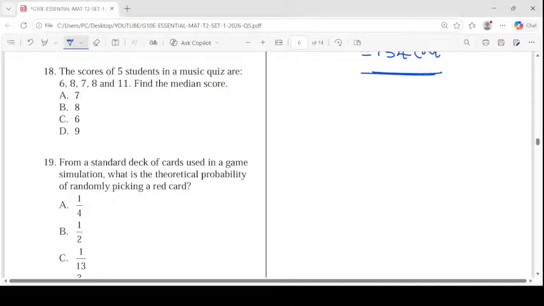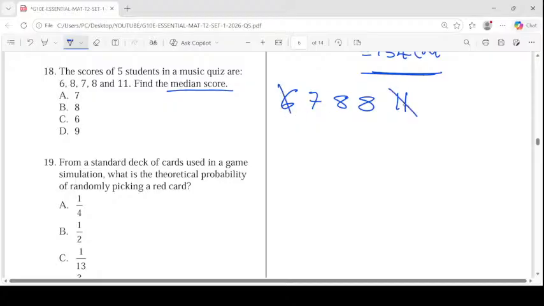The scores of 5 students in a music quiz are 6, 8, 7, 8, and 11. Find the median score. You know the median score, this is the middle value after arranging the data set in a given predetermined order. Let me arrange them in ascending order. I'll be having here 6, 7, 8, 8, 11.